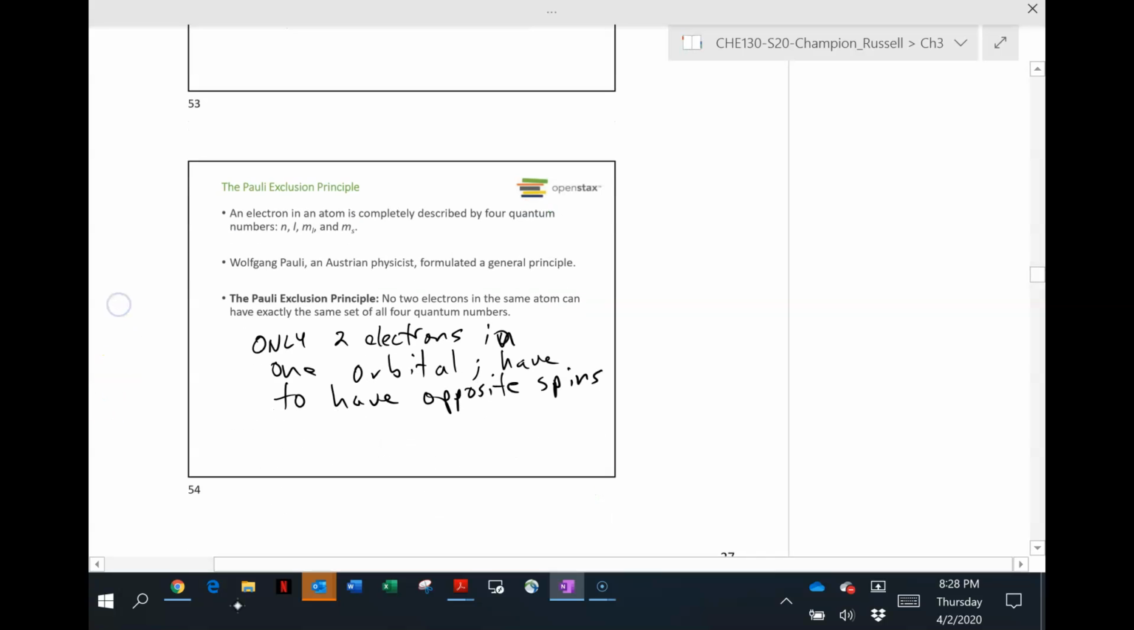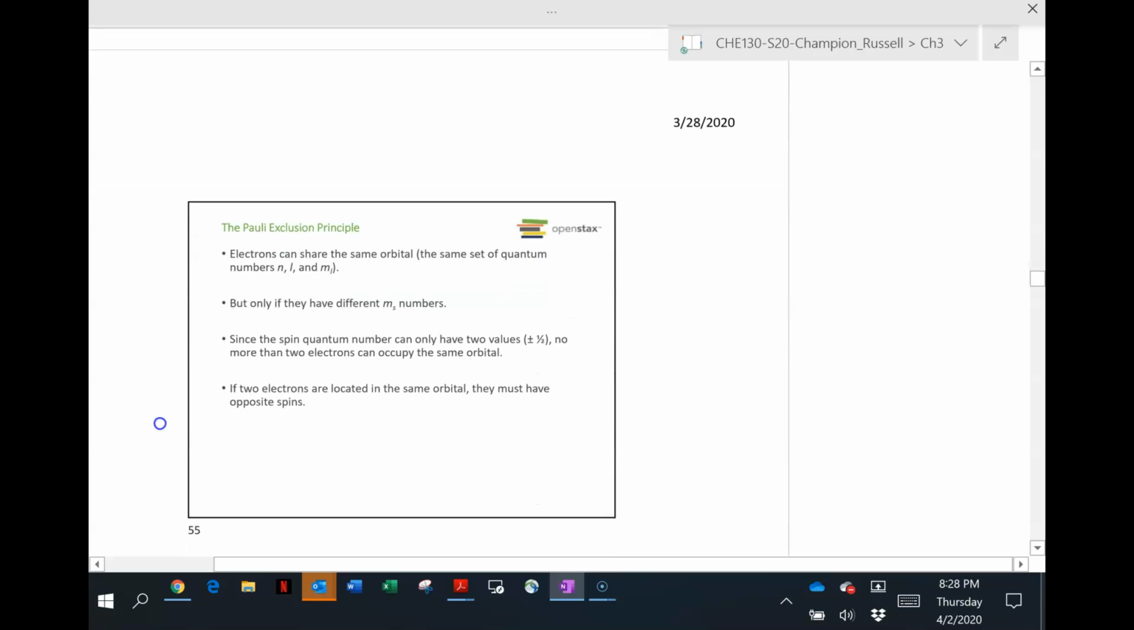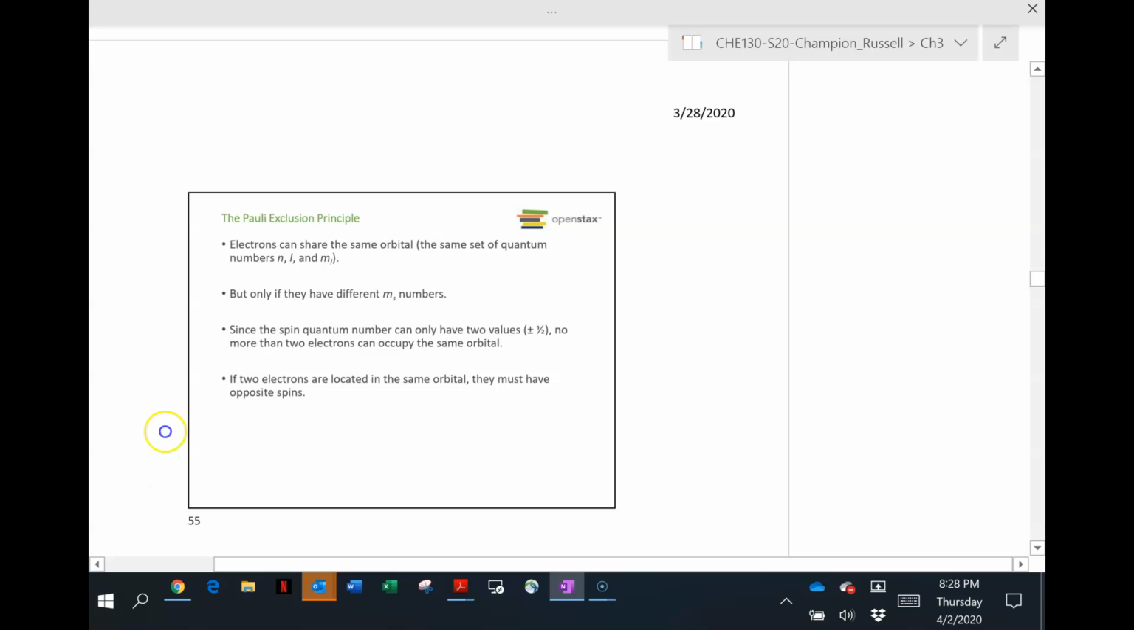So if we were writing an orbital and we put two electrons in, one spin up and one spin down, that's okay. If I wrote two electrons both spin up in the same one, that's not okay. That's one of the consequences of the Pauli exclusion principle. And that's pretty much what this slide says. So here's a big table that tells you about the different quantum numbers, their allowed values, and what that results in terms of the physical meaning category there.